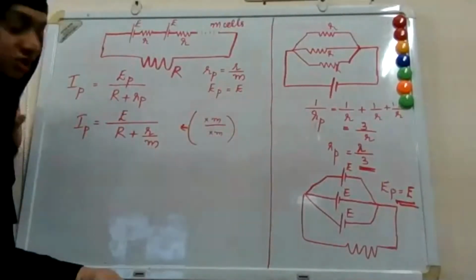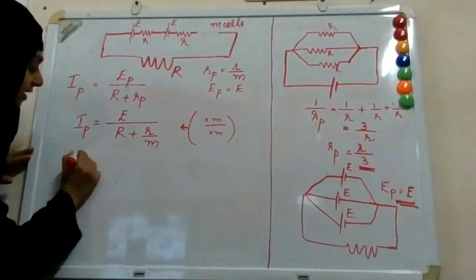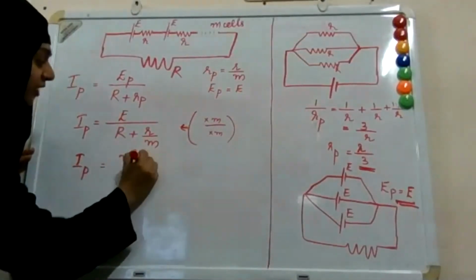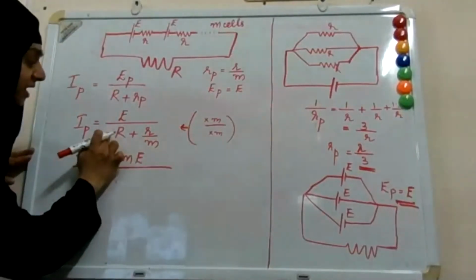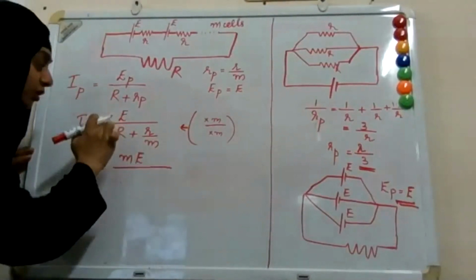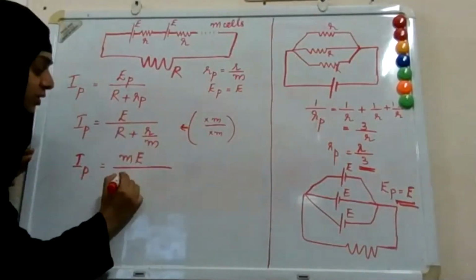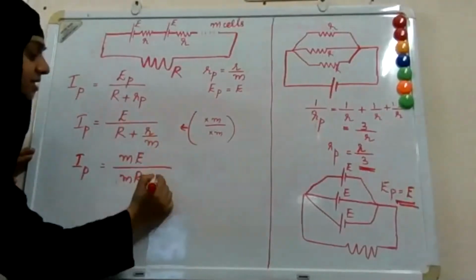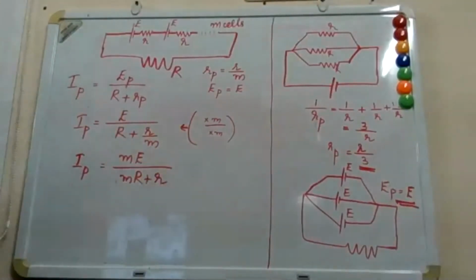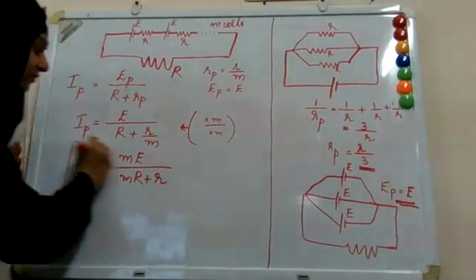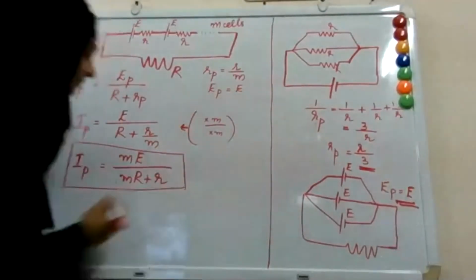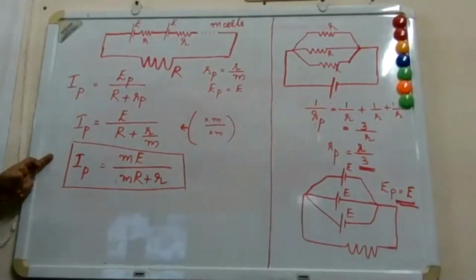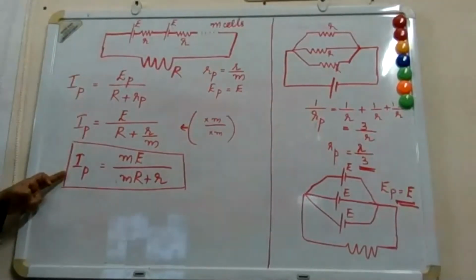Will it make any change? No, right? So IP will be equal to ME divided by, when I multiply M here, I have to multiply on this term and this term. So M into R plus, when I multiply M here, one M gets cancelled, so by R. So this is the formula which we got finally. Is this clear to you? How we got this expression?